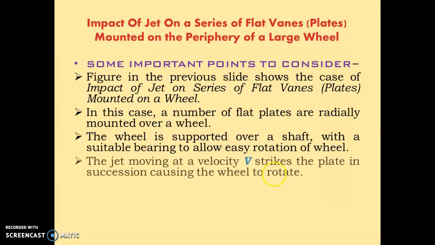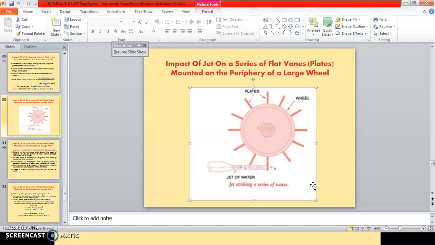The jet moving at a velocity v strikes the plates in succession, causing the wheel to rotate.